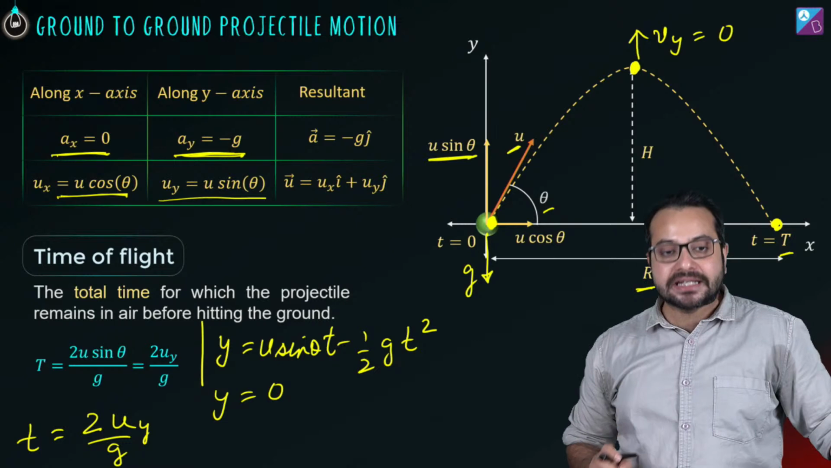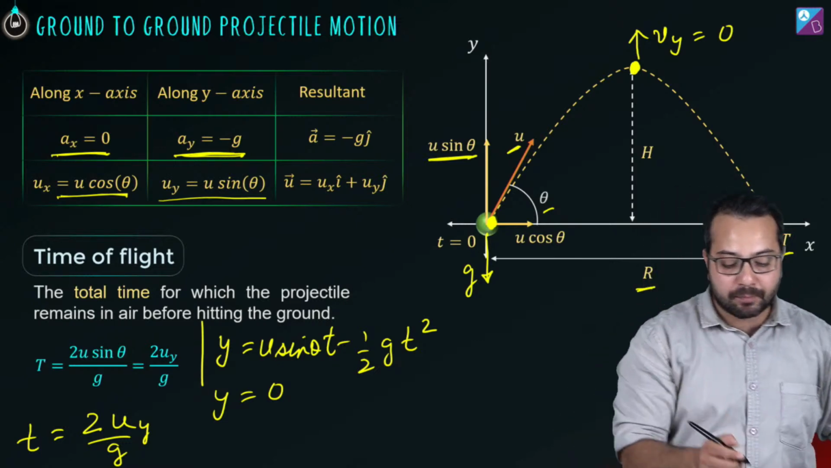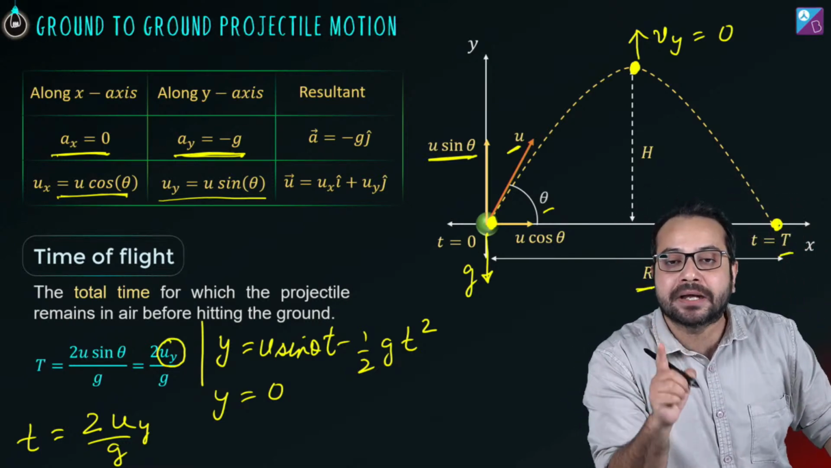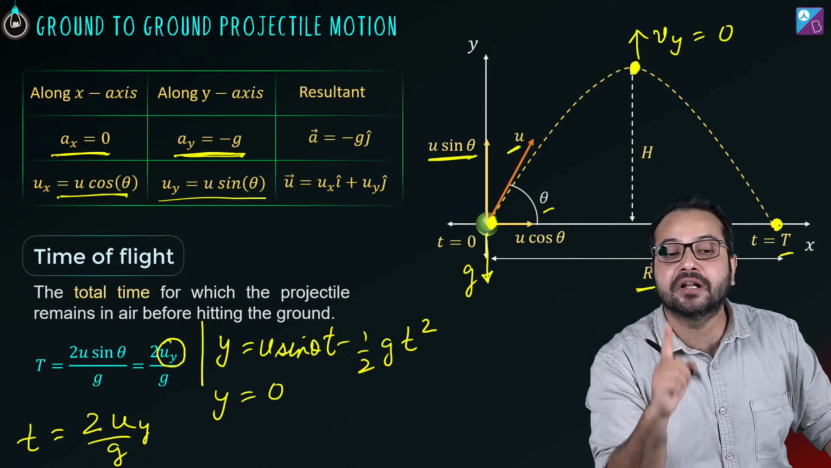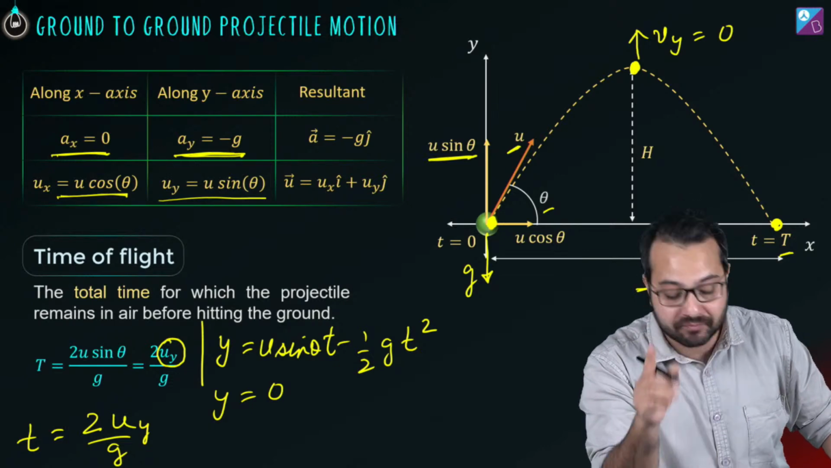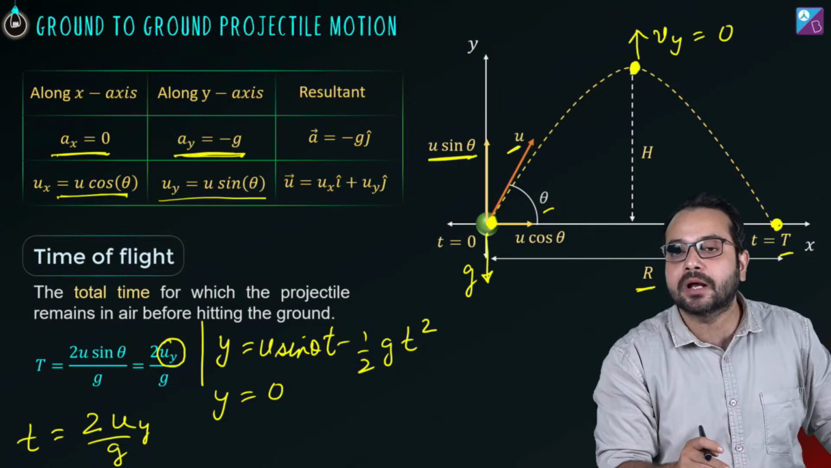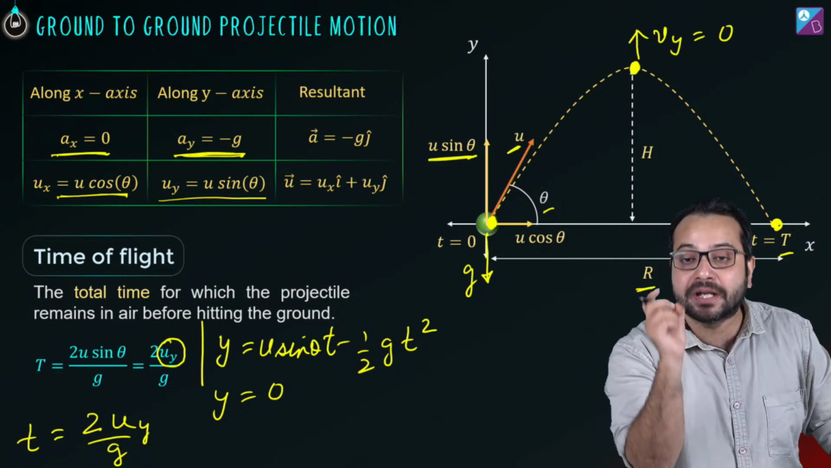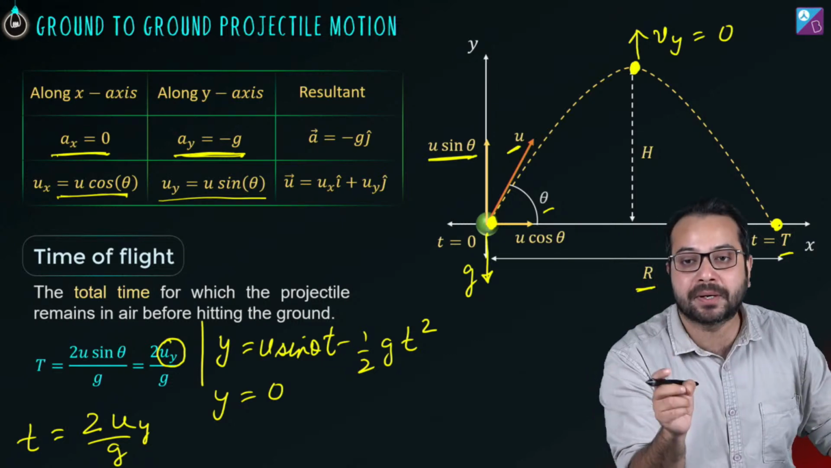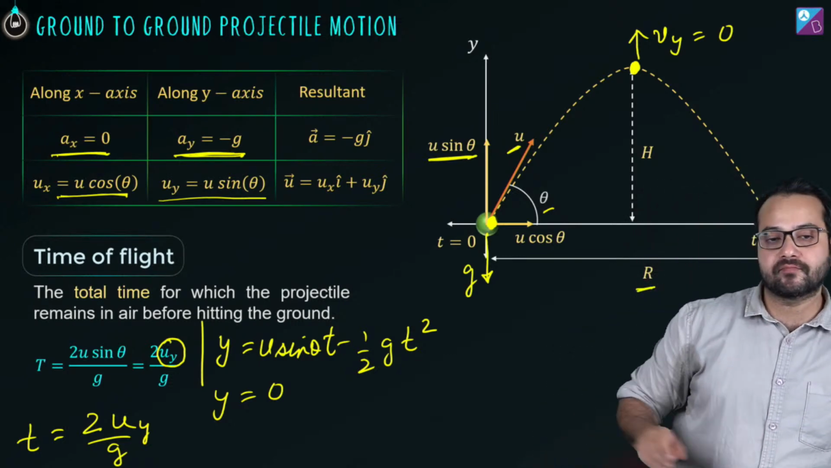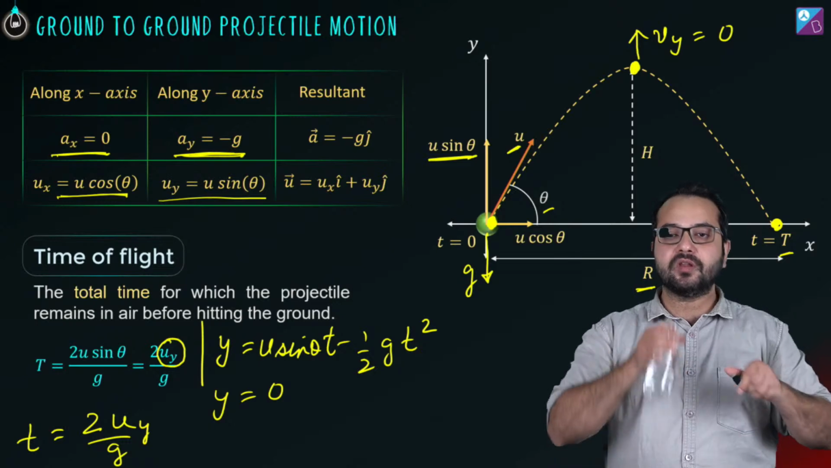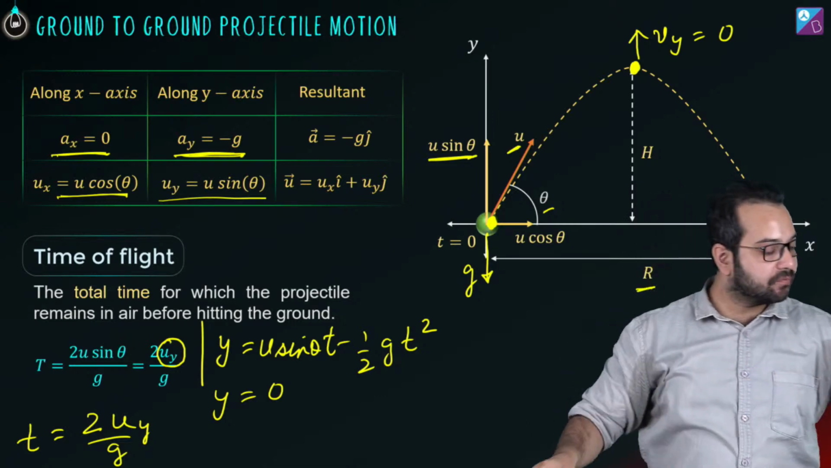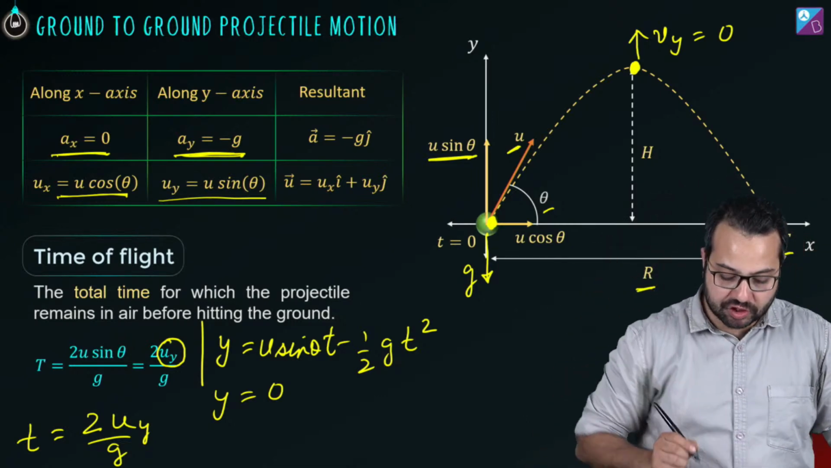So you should understand, very important to note, that the time of flight depends only on the vertical velocity. Is that clear or not? Everyone knows the formula 2u sin theta by g, but you should be very clear in your mind that the time of flight only depends upon the vertical velocity. Is that correct? Clear? Let's go next.